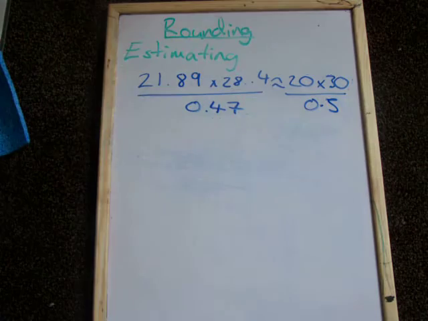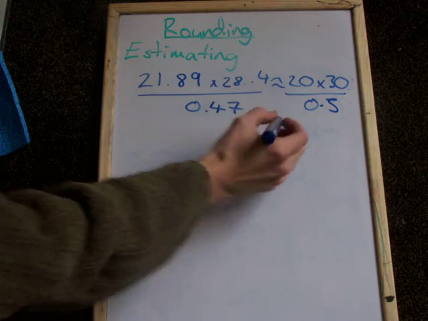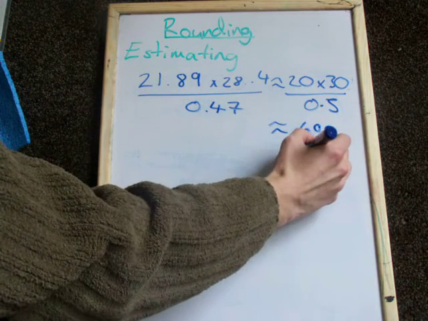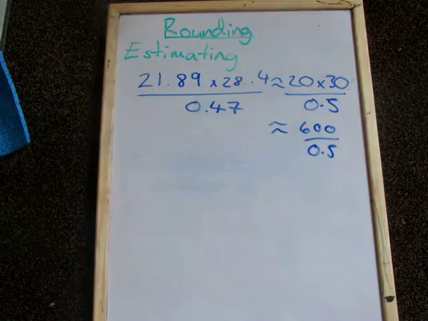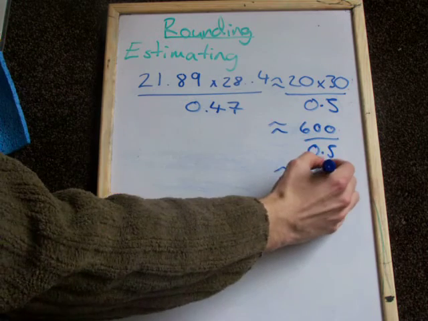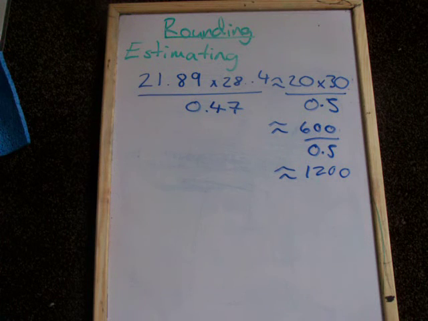If you divide by 0.5, then effectively you're finding how many halves are in your number, so you'd be doubling it, wouldn't you? So in this case that's going to be 600 divided by a half, or 0.5, and if you divide 600 into halves, you're going to end up with a number of 1200. If you want to know what the exact answer is, then use a calculator to work it out.